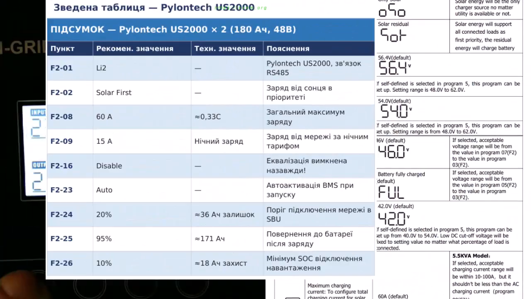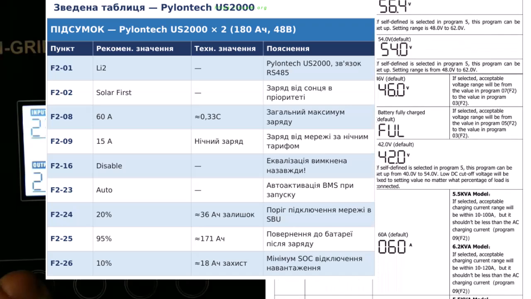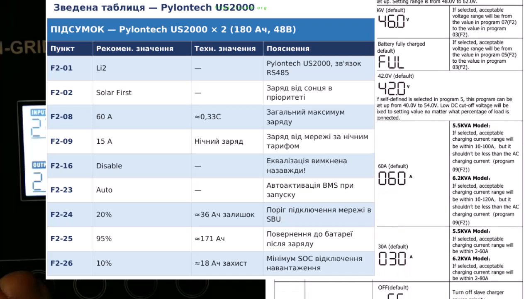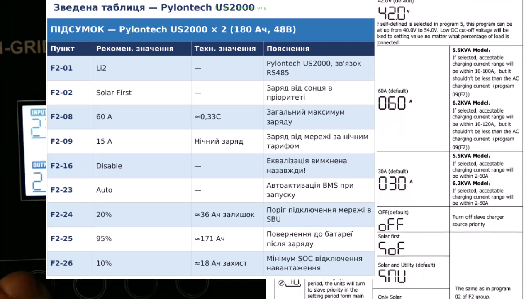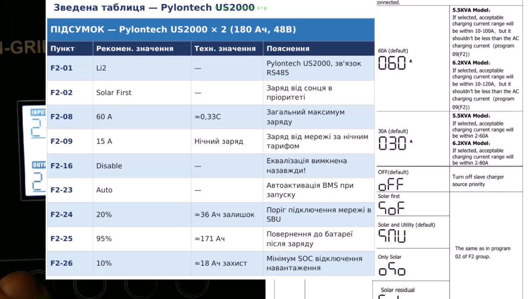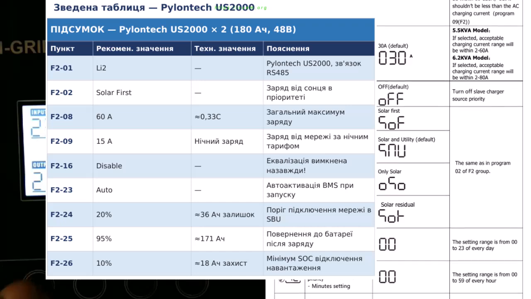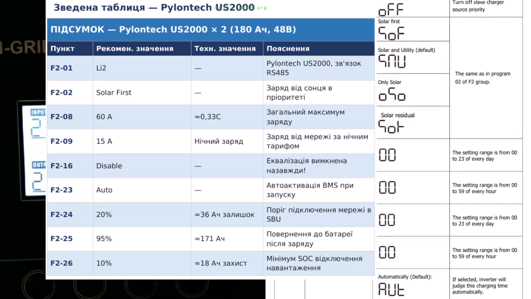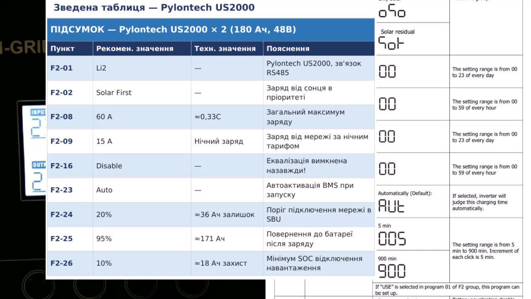Second scenario, Pylontech US2000 lithium battery, for example 2 units in parallel, total capacity 180 Ah. F201 set to Li2. Everything else, voltages, algorithms, thresholds, the BMS transmits to the inverter automatically. Your only task is to configure the SoC: F224, 20% for grid connection, F225, 95% for returning to battery, F226, 10% absolute minimum.